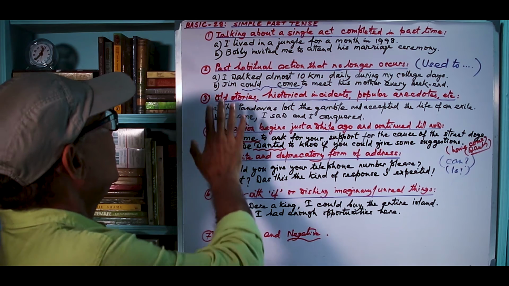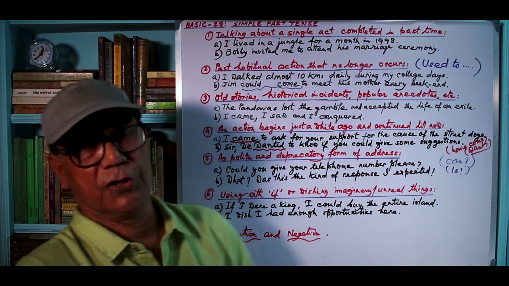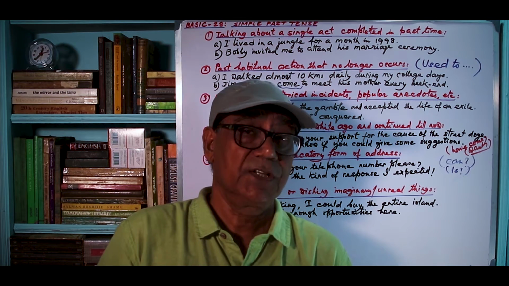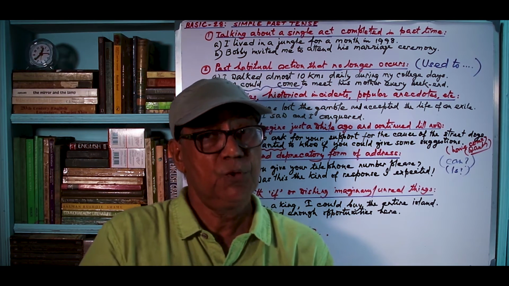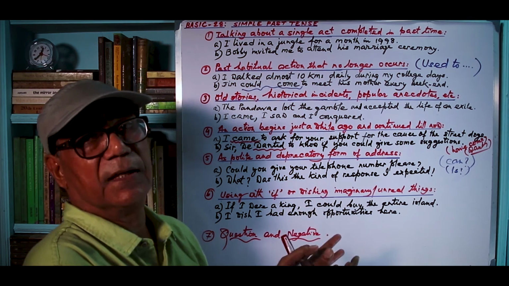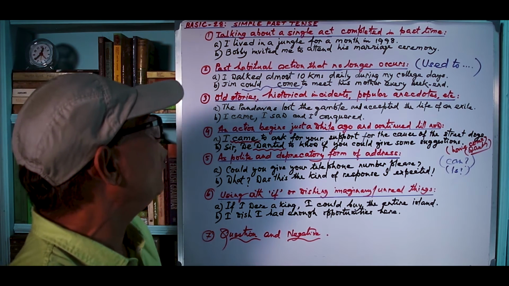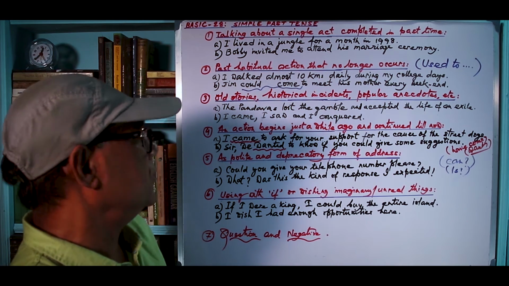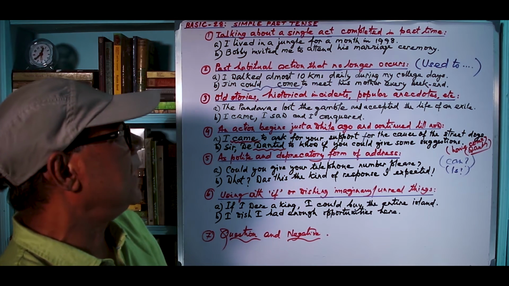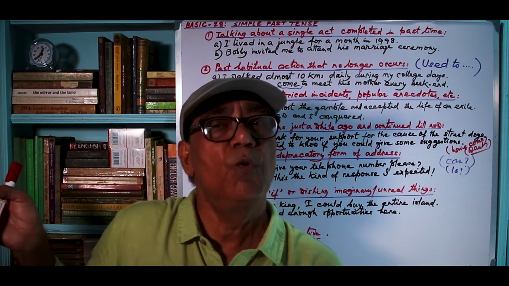Number 2, past habitual action that no longer occurs. Past habitual action. In the present tense we discussed something like this. Habitual action in the present time. So this is exactly the same thing. Habitual action in the past time. For example, I walked almost 10 kilometers daily during my college days. During my college days, I walked.